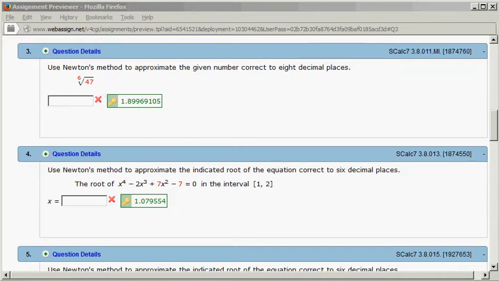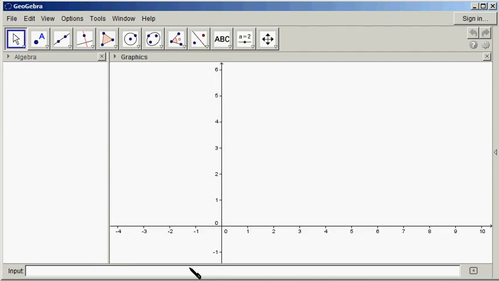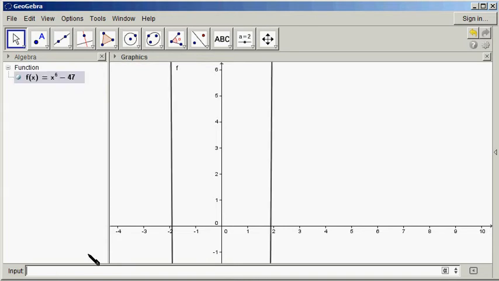All right, so in order to find the sixth root of 47, we're going to look at the function x to the sixth power minus 47. So one of the zeros is going to be the sixth root of 47. So look at that. All right, so you can see that this right here is going to be the sixth root of 47. So what we're going to do is use Newton's method to approximate this value.